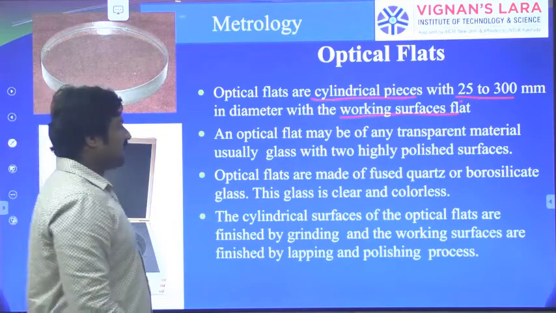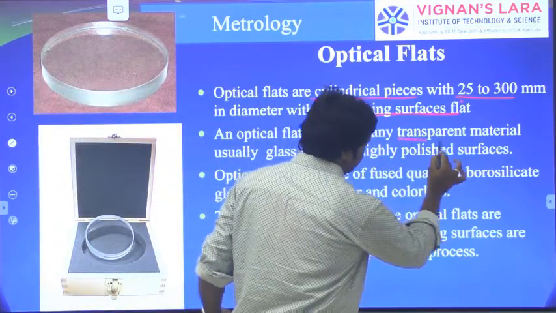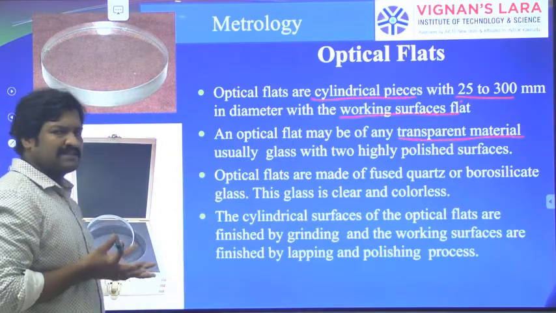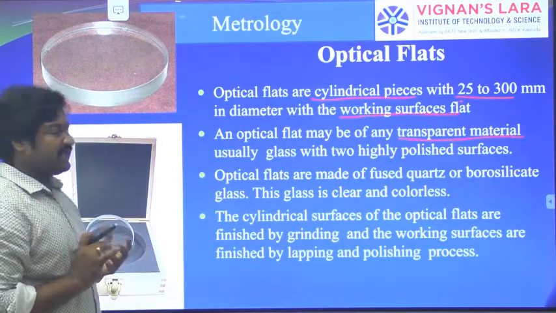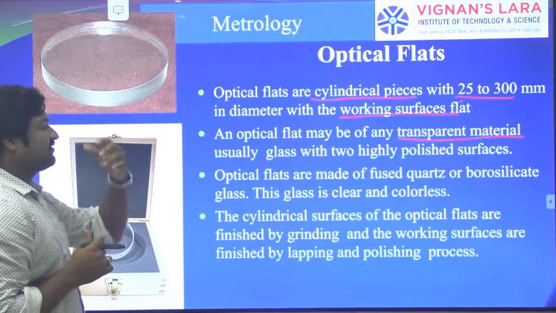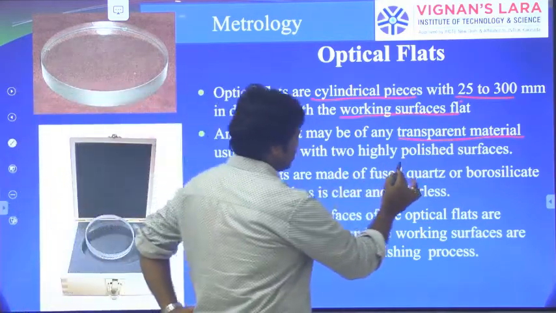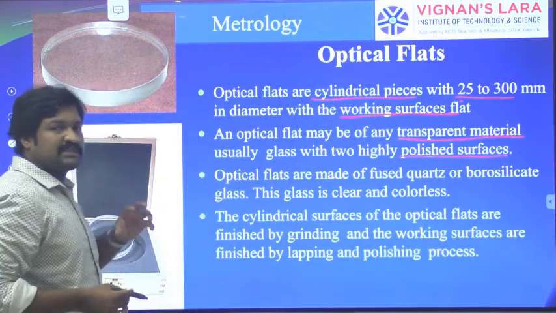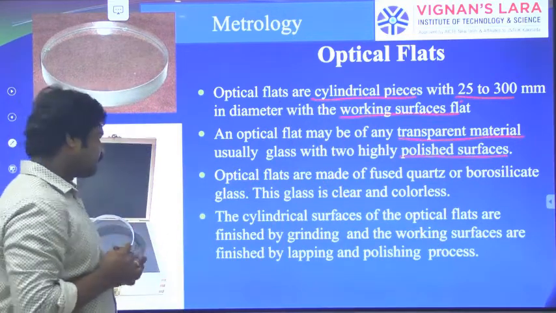An optical flat may be made of any transparent material. It can be made of glass or plastics, usually glass with two highly polished surfaces. The surface which we are going to work with should be highly flat.